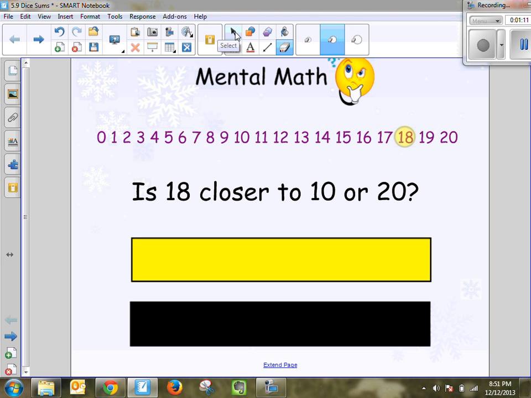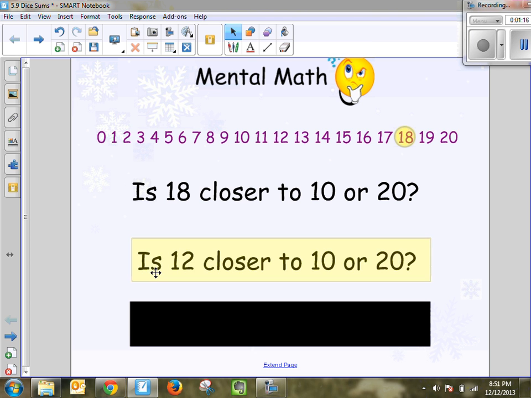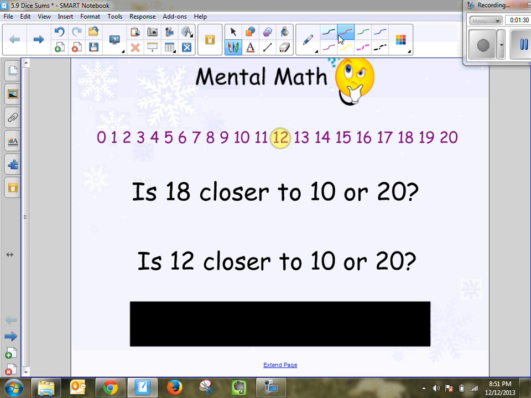Now that you saw me show you how to do one, I want you to try and do the next one on your own. So now I want to know, is 12, a 1 and a 2, that's 12, that's not 21. Is 12 closer to 10 or 20? What do you think? You can point at the number, you can even say it, but here's 12. So think, are we closer to 10 or are we closer to 20?